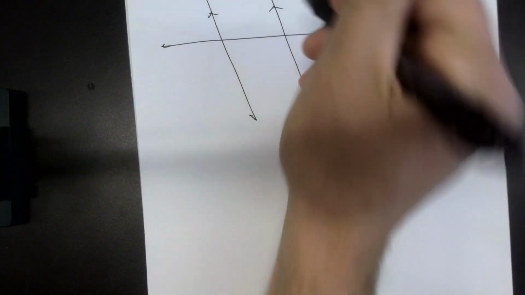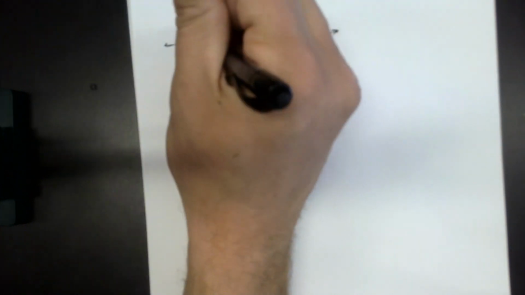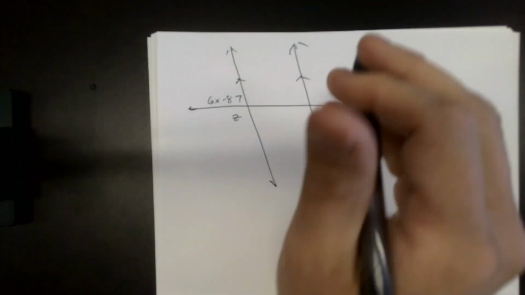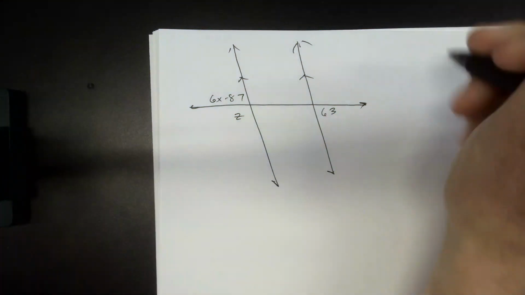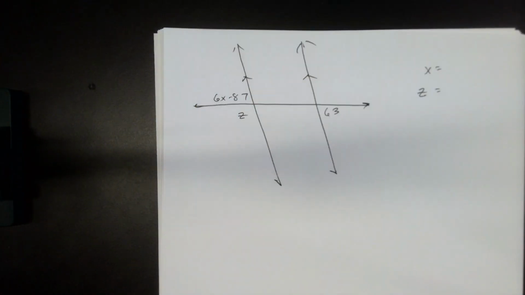Okay, here we go. Let's make the transversal like this, and our parallel lines like this. Can you do this in our journals? Yeah, I would draw it inside your journals. If I'm told that this angle right here is z, this angle is 6x minus 87, and this angle right here is 63, the things they want us to find are x and z. What is 6x minus what? 87.